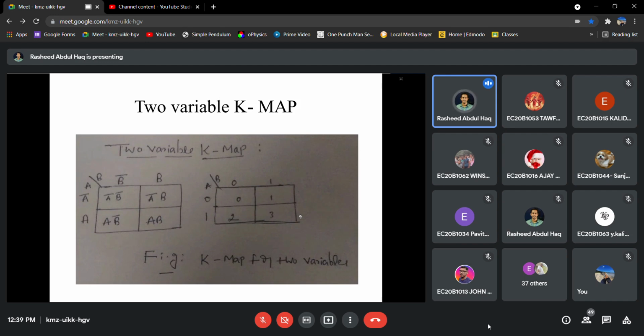How many methods do we have to minimize? Someone will have a problem with minimization, right? Just using the K-map we can minimize that. Totally there are two inputs, and if you have n inputs you can get the remaining in the 2 to the n table.